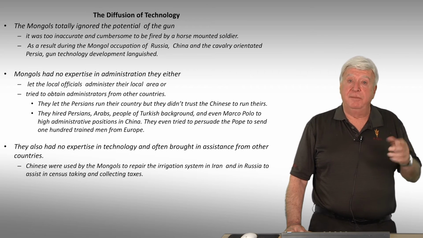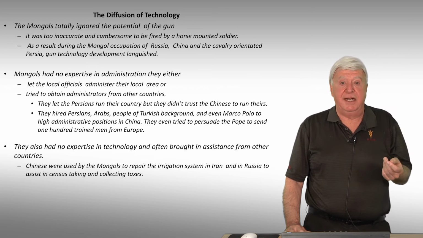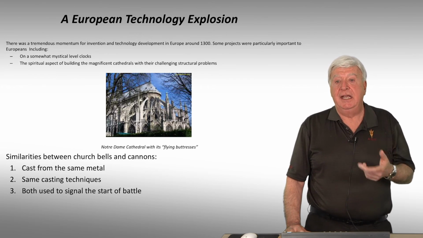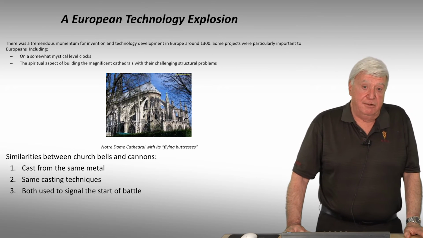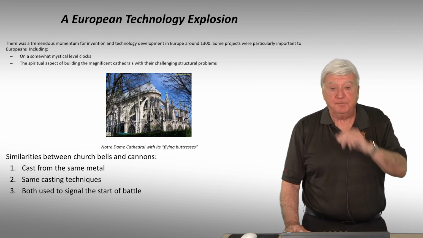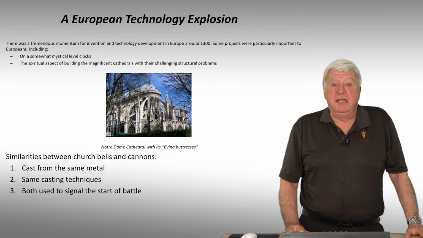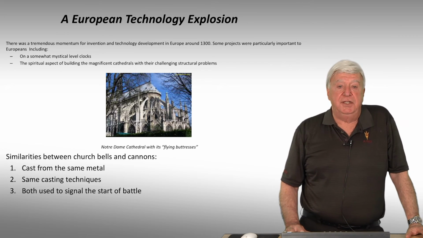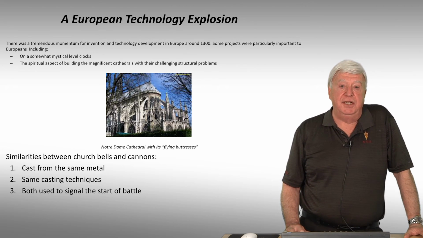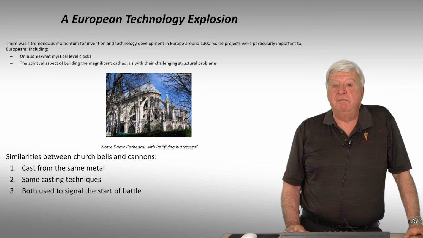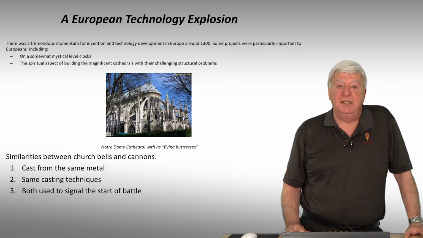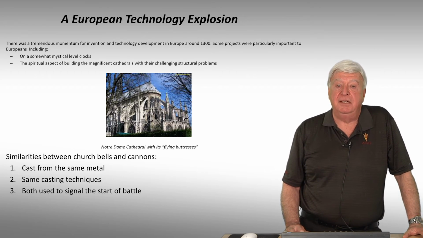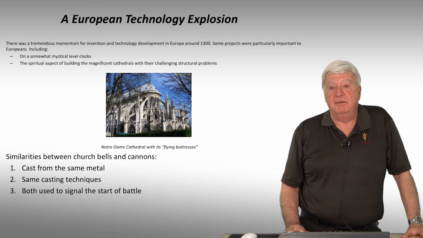Okay, and therefore, because the Europeans twisted the thread, a machine for twisting it had to be invented by the Europeans. A European technology explosion. There was a tremendous momentum for invention and technology development in Europe around 1300.